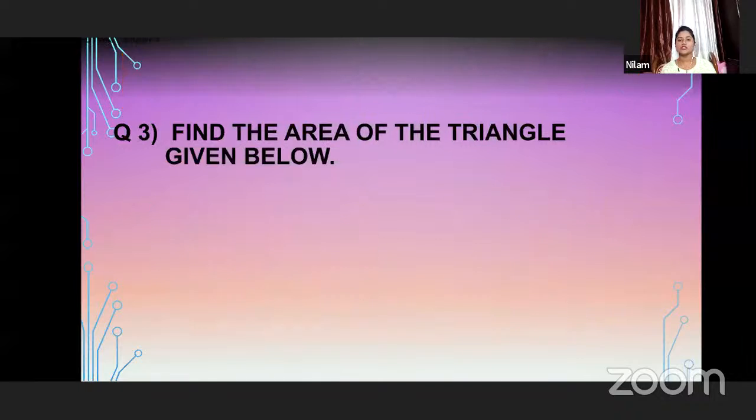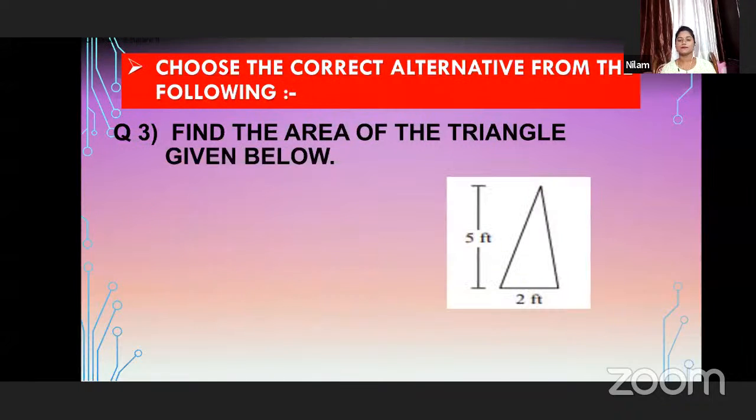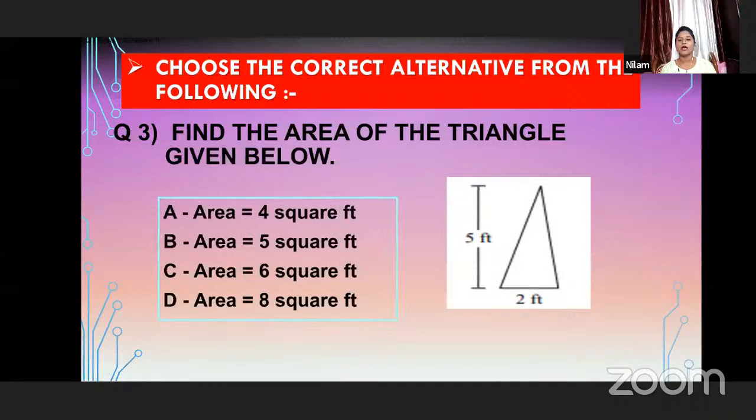See the third question. It is on the screen, where the base is 2 feet and the height is 5 feet. The options are 4 square feet, 5 square feet, 6 square feet, and the fourth option is 8 square feet. So what is the answer? Option number 2, 5 square feet. Very good. You gave all the answers very promptly. Excellent.